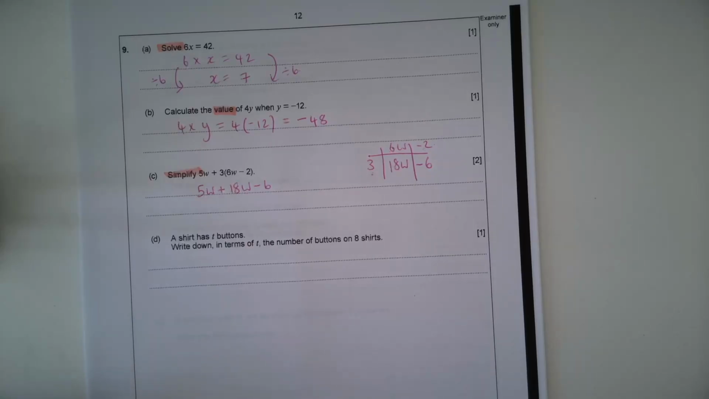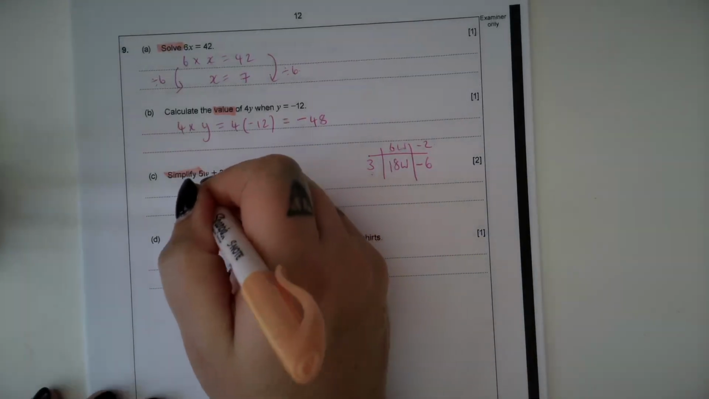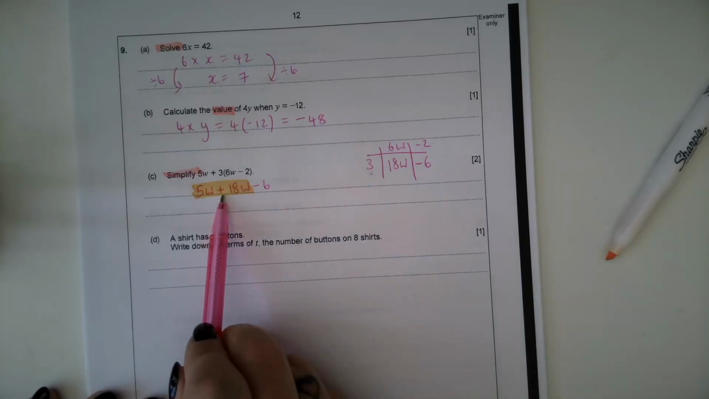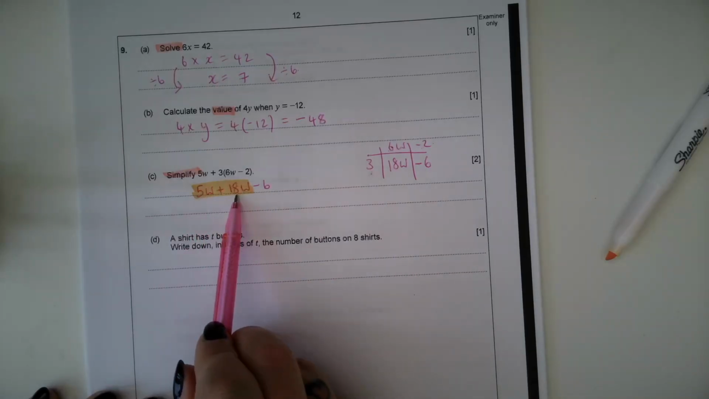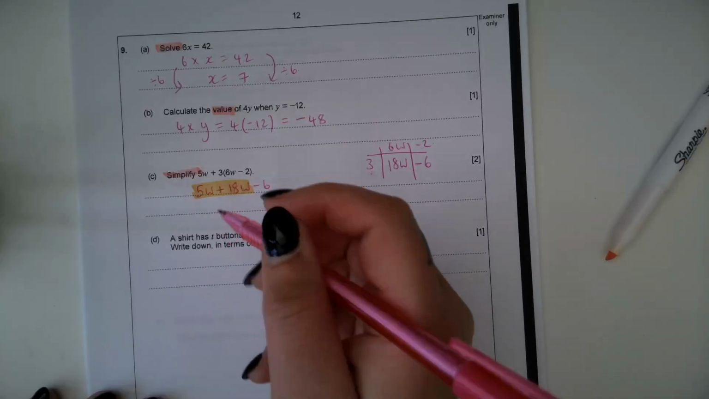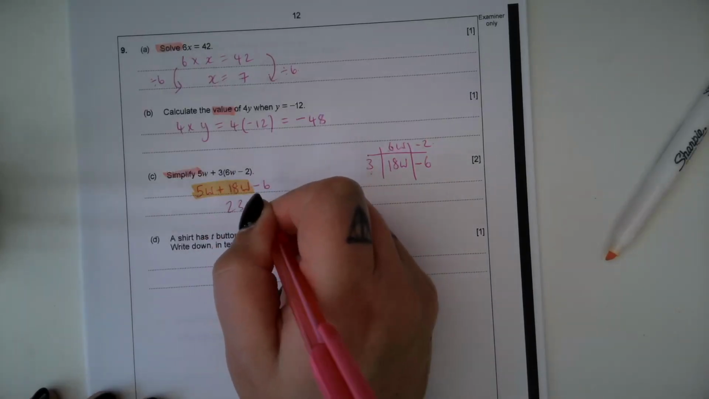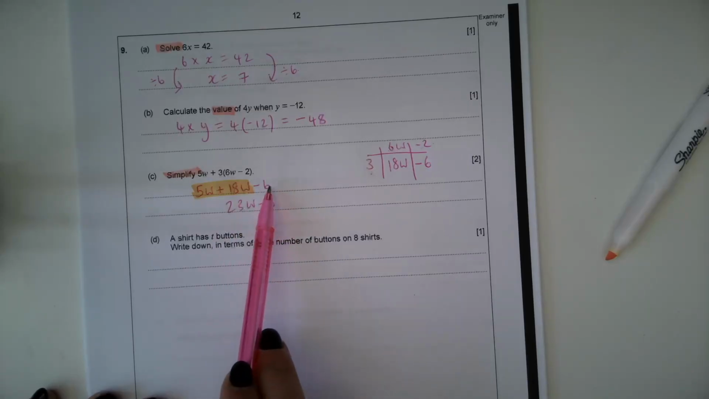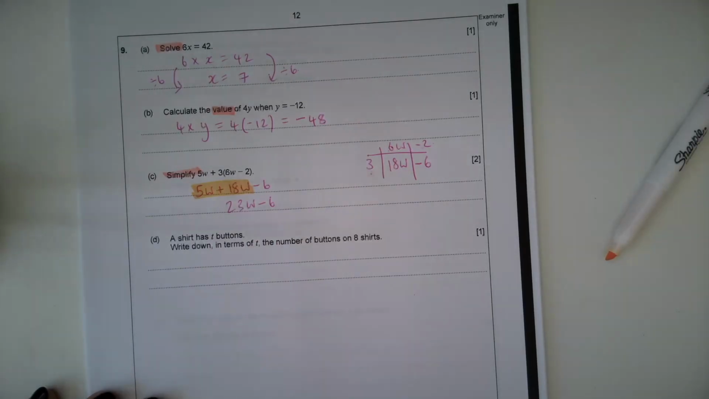Now we're going to collect like terms. By collect like terms, I mean put together anything that has exactly the same letter and exactly the same power, or anything that are just numbers. So we have 5w plus 18w. That plus tells us that we're adding. So 5w plus 18w, well, 5 plus 18 is 23. So we have 23w subtract 6 as our simplified expression. Got nothing else to combine that subtract 6 with, so it stays as it is.